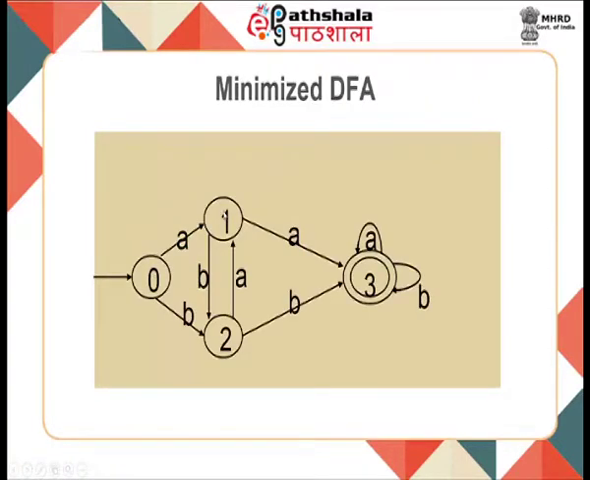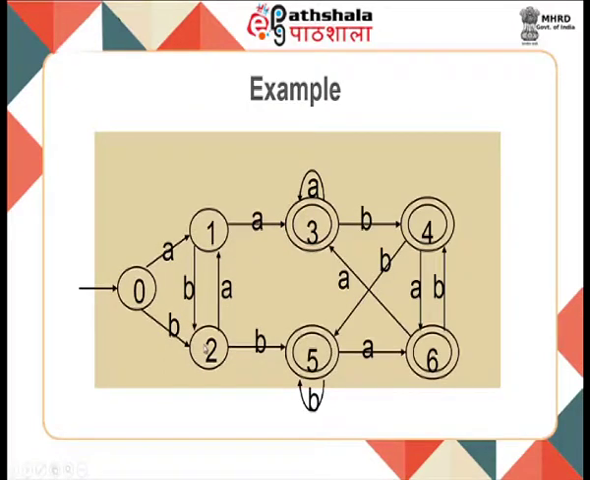Now, 0 on 1, so I have only one final state now. If you remember, 1 on A was 3, but 2 on B was 5. If you remember the automata, 2 on B was 5. Now what happens? 2 on B will also be the same state 3. Similarly, 3 on A is 3, 3 on B is 4, but now it will be the same state with number 3.